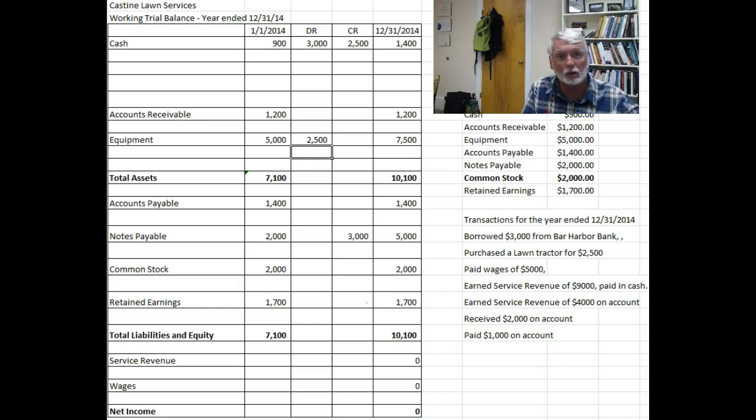The third thing we do is we pay wages. We paid wages of $5,000.